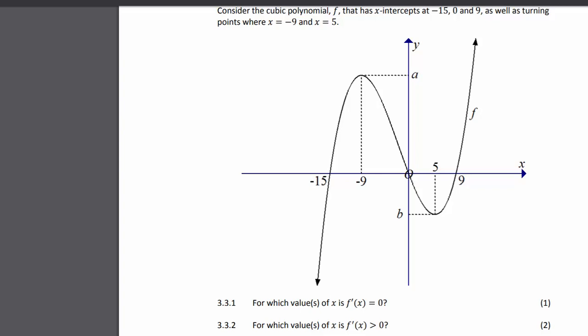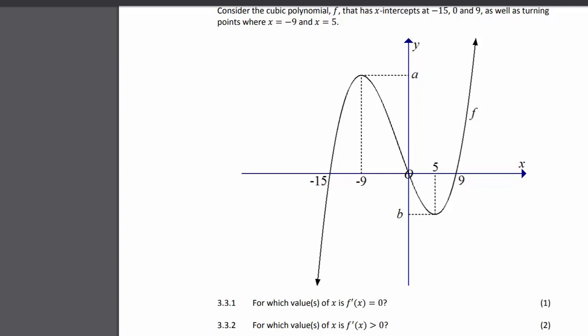It's so simple to see. Well, it's at the turning points. There's no steepness there. A tangent line lies horizontal. So where is the derivative equal to 0? Well, always at the turning points. So for which values of x? Well, if I'm at that turning point, the x value is -9 and 5.